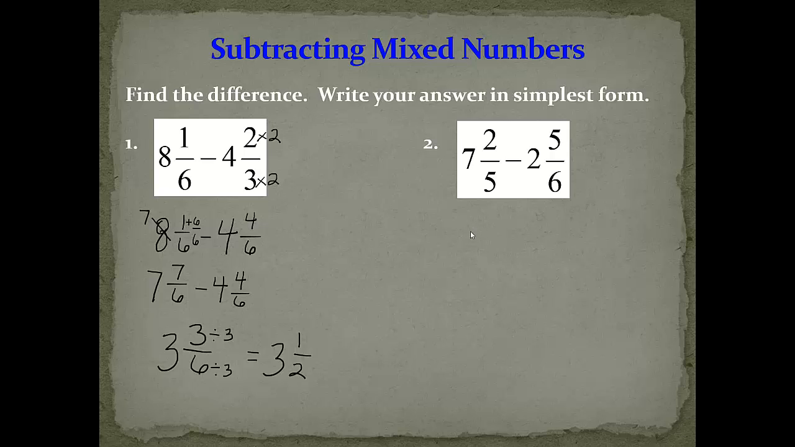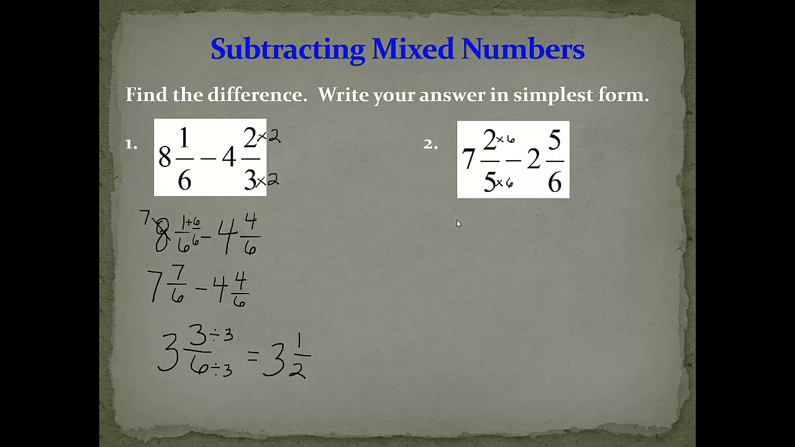Now for number 2, we have 7 and 2/5 minus 2 and 5/6. So our first step is to look at our denominators. We notice that we have different denominators, so we need to get a common denominator. Our least common denominator, or least common multiple, of 5 and 6 would be 30. So our first fraction will need to be multiplied by 6, so that we can get 30 for the denominator.